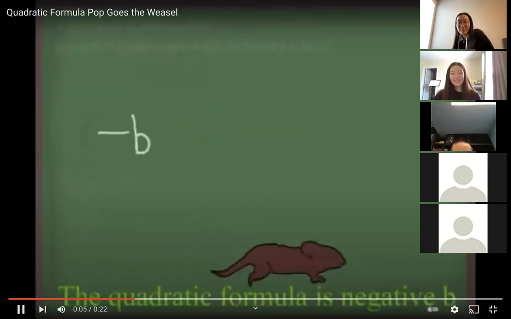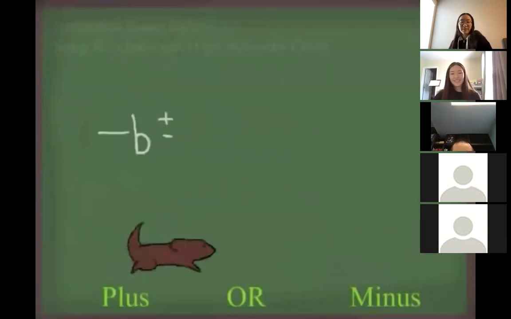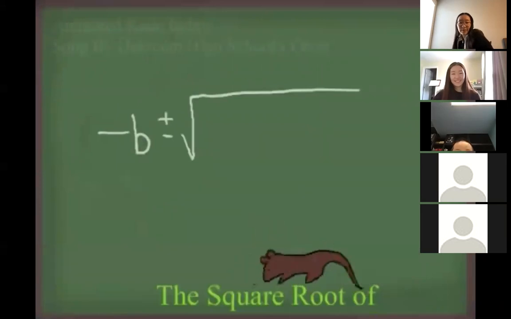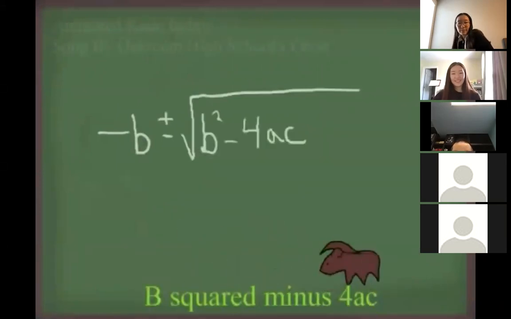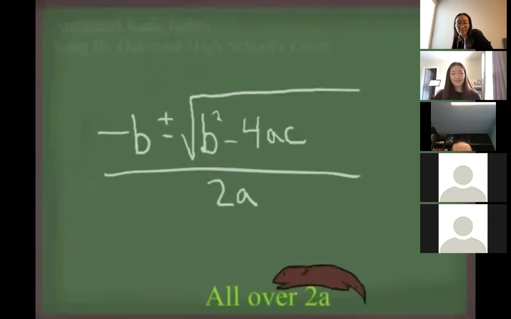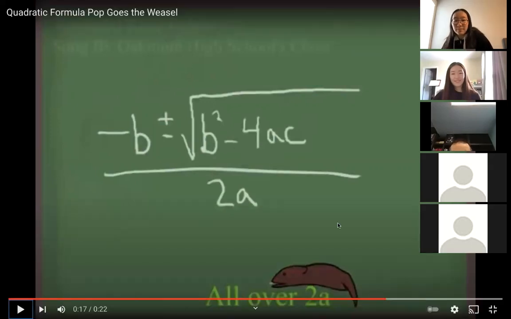The quadratic formula is negative b plus or minus the square root of b squared minus 4ac all over 2a. Even the weasel's tired.